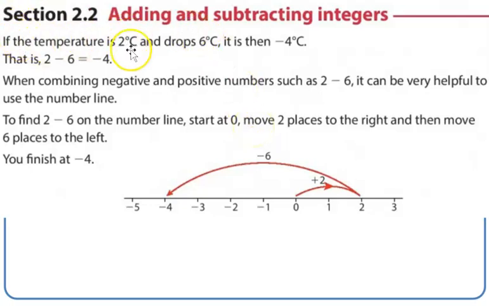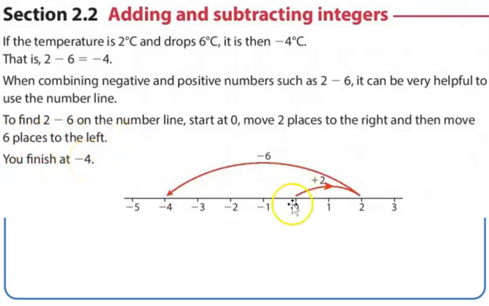If the temperature is 2 degrees Celsius and drops 6 degrees Celsius, it is then minus 4 degrees Celsius. That is 2 minus 6 is minus 4. When combining negative and positive numbers, such as 2 minus 6, it can be very helpful to use the number line. To find 2 minus 6 on the number line, start at 0, move 2 places to the right, and then move 6 places to the left. You finish at minus 4.